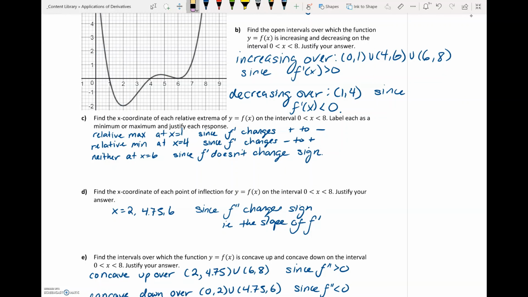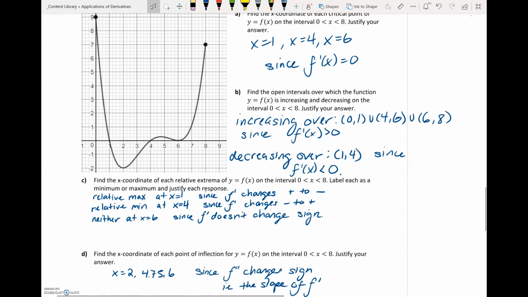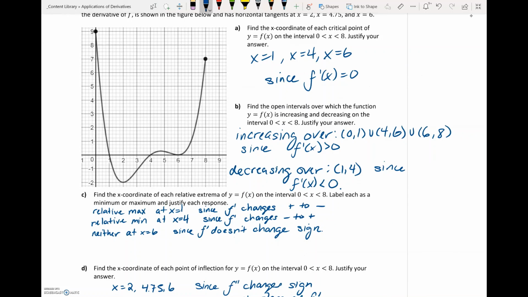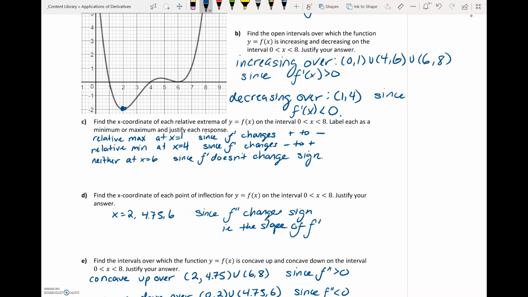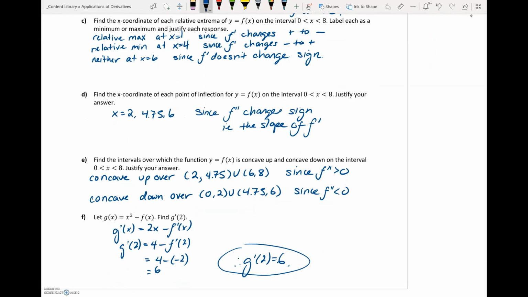And then the last question, we are given a g of x, and we want to find g prime of x. So we're going to take the derivative of x squared times f of x, and then evaluate at x equals 2. So the real problem with this one is f prime of 2. We can find f prime of 2 by reading off our graph. And f prime of 2 should give us negative 2, according to the graph. So it's right here. So we're going to replace f prime of 2, which is negative 2, and overall your answer should be 6.